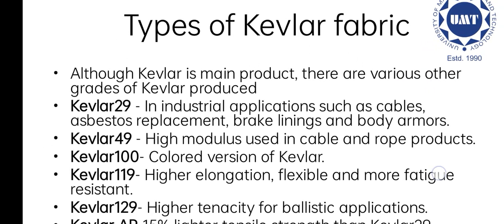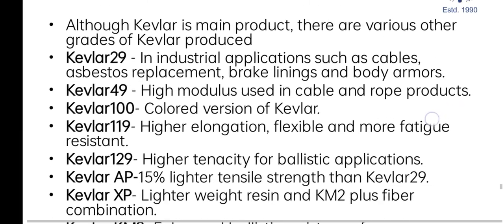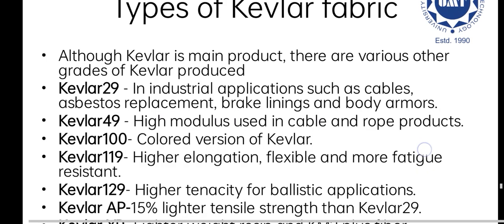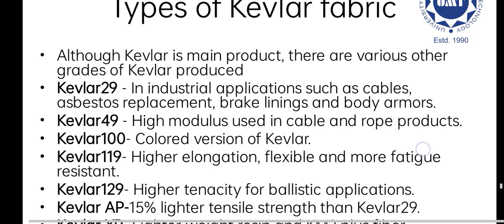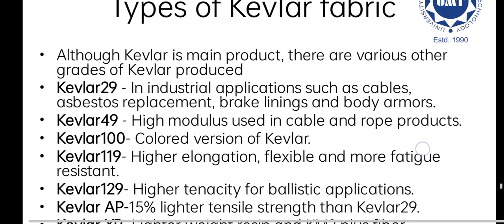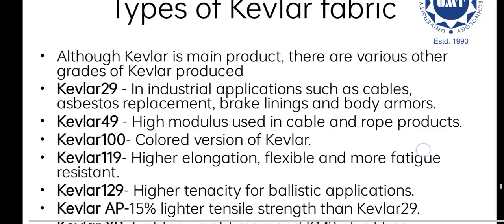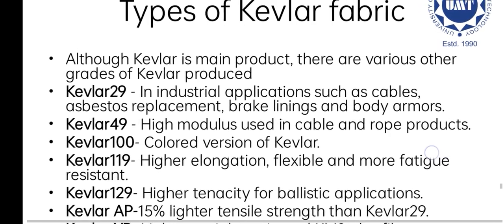How many types of Kevlar fabric are there? These are the grades of Kevlar fabric. Let's talk about them. Although Kevlar is the main product, there are various other grades of Kevlar produced. Kevlar 29 is used in industrial applications such as cables, asbestos replacement, brake linings, and body armors. Kevlar 49, high modulus, is used in cable and rope products.